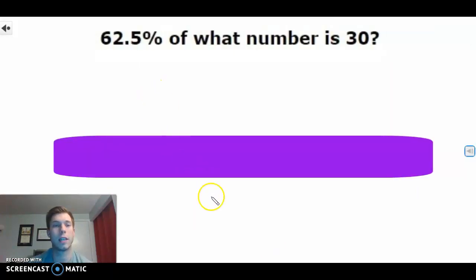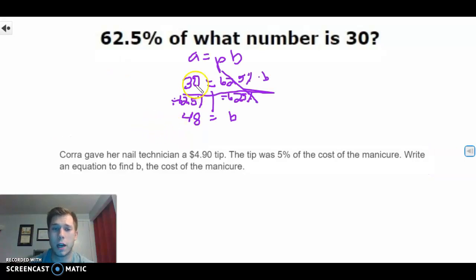Okay, guys. Take a moment and see if you can figure out what 62.5% of what number is 30. Okay, in order to figure this one out, you have to take 62.5%, plug it in for P, your percent, and realize that it says is 30, so this 30 is the part. We substitute that in for A, we're looking for B. You divide both sides by 62.5% and end up with the whole as 48, so 48 would equal B.